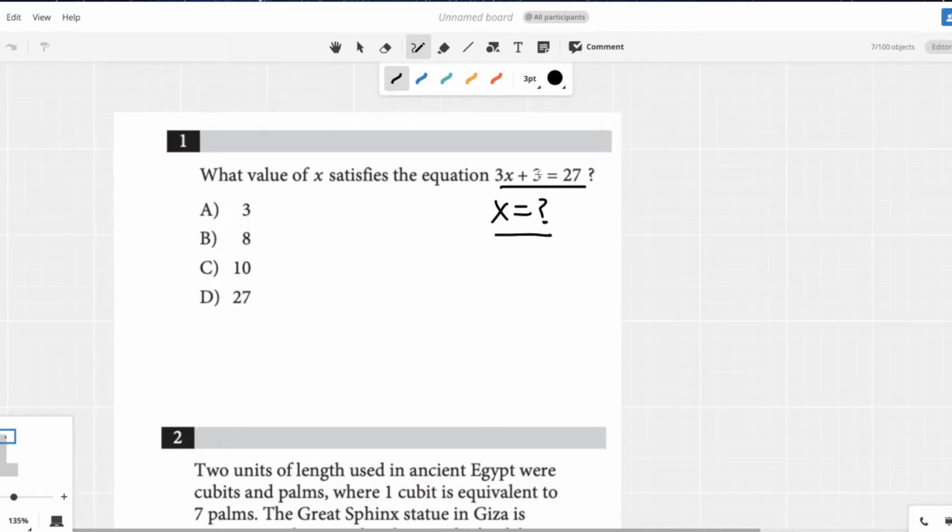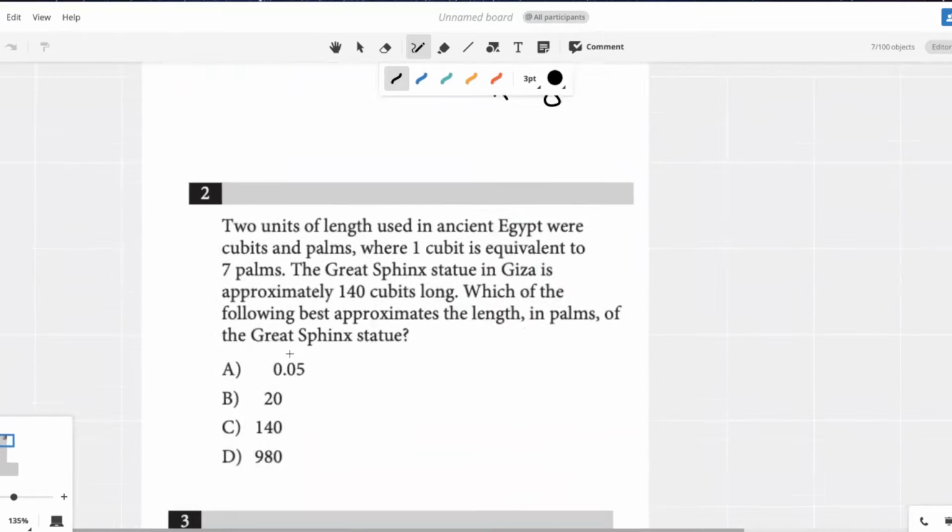So we start off by subtracting 3 from both sides to get rid of this plus 3. And so that'll give us 3x equals 27 minus 3, which is equal to 24. And from there, we need to get rid of this 3 in front of the x, which we can do by dividing both sides by 3. So your final answer will be x equals 24 divided by 3, which is equal to 8. And so your final answer for this question will be B, because that's 8. So that's number 1. Let's move on to number 2.